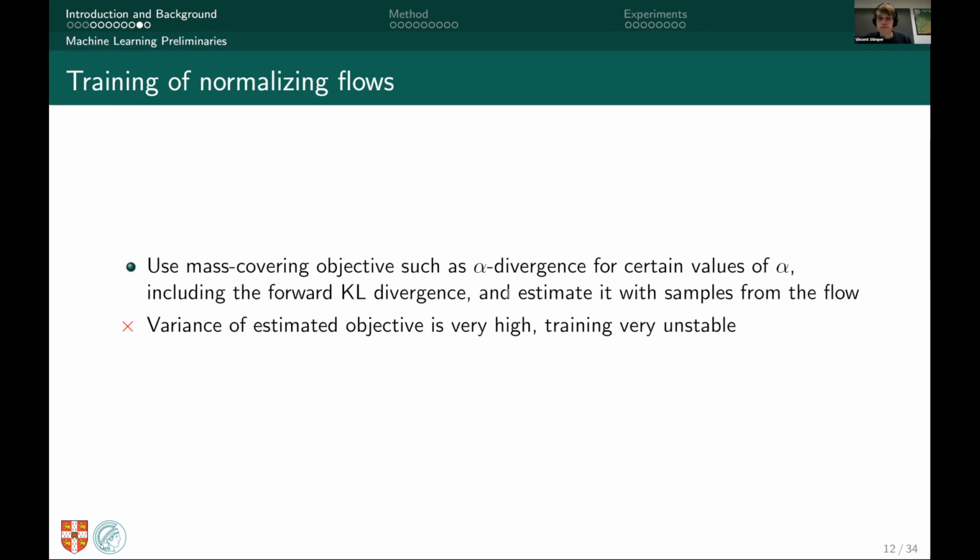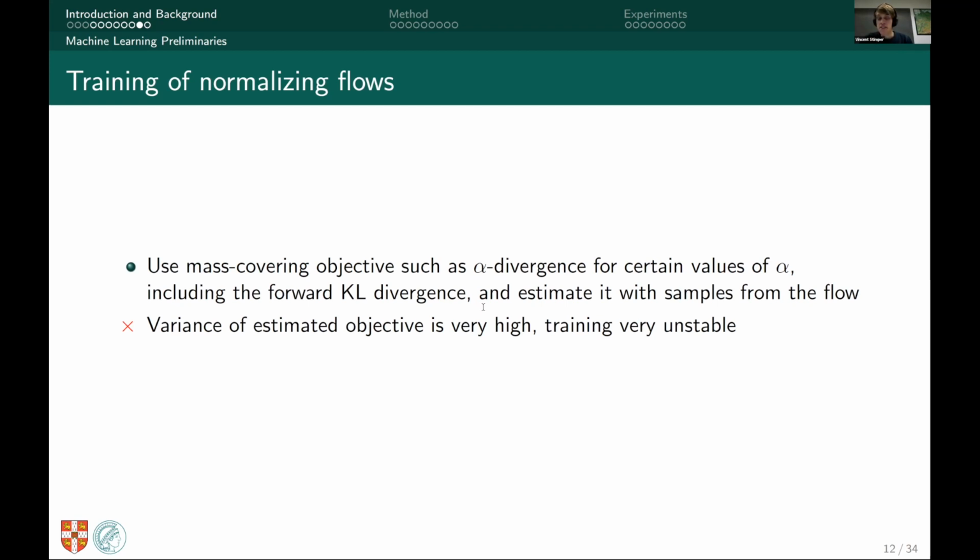Okay. So, that was the reverse KL divergence. Of course, there are also other objectives you could try to maximize or minimize, which are mass covering, so they do not have the problem of the reverse KL divergence that I just illustrated. Examples include the alpha divergence, which we will explain in more detail later, for certain values of alpha. One example is also the forward KL divergence, which is a special case of the alpha divergence, as we will see later.